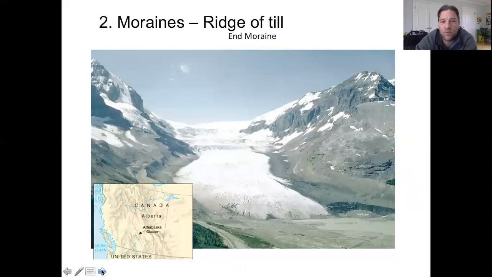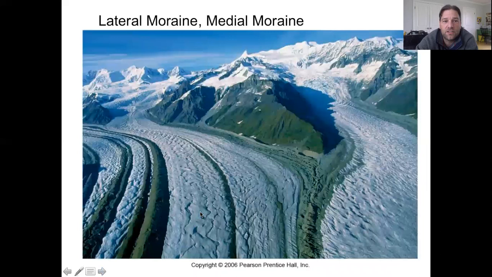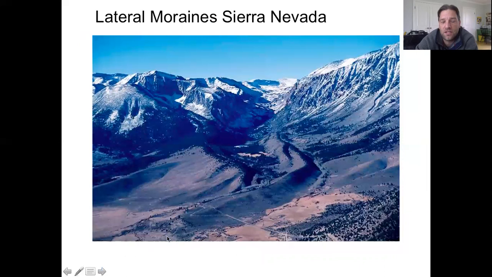And the second one is a moraine. And a moraine is basically a ridge of till. And so as the glacier is moving, it could be at the end of the glacier, called an end moraine. It could be in the middle, a middle moraine, or to the side, called a lateral moraine. Again, if you're driving up to Mammoth, you can see that our local mountains and the Sierra Nevadas were once glaciated. The glacier moved down, and here's a lateral moraine. And then here on this side is also another lateral moraine.